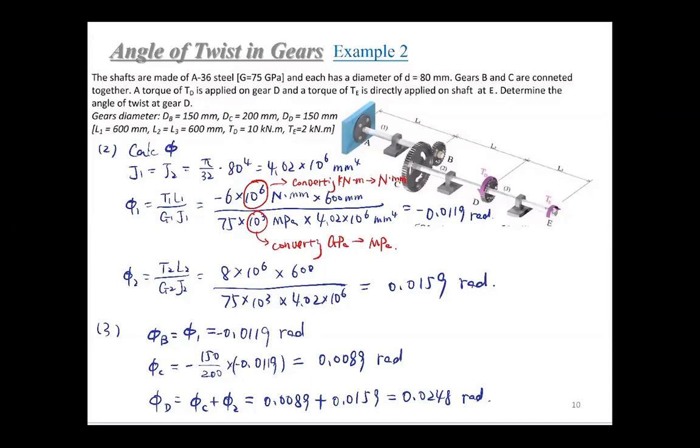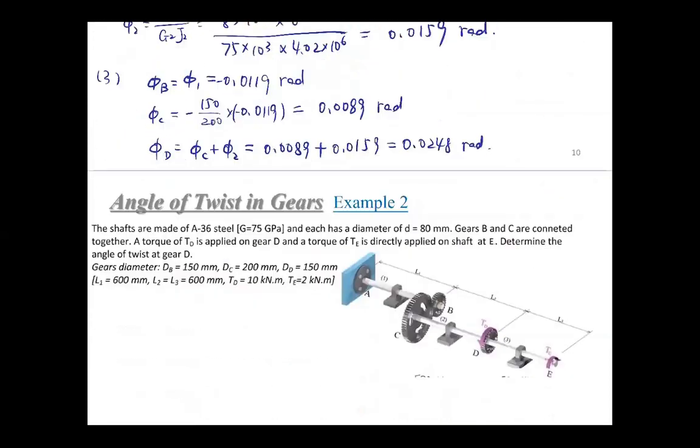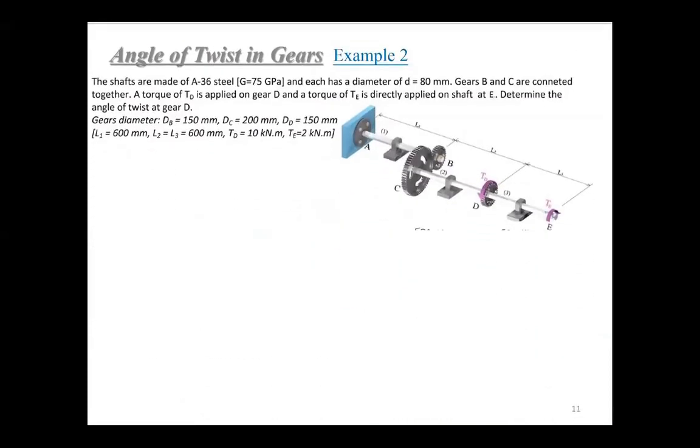So here we are done with these calculations. We have determined the angle of twist at gear D. But how about E? If I request you to determine phi E, how will you do that? You can just do a free body diagram.